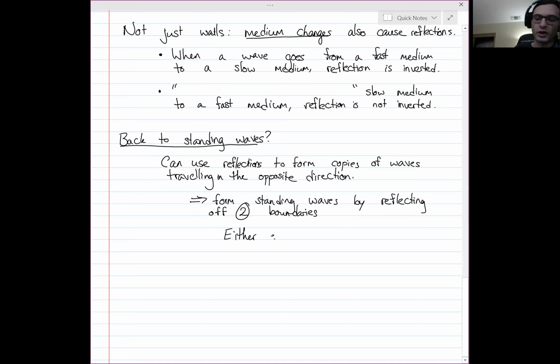Sorry, I was reading the chat and talking at the same time, which is not a recipe for good things. Either end can be free or fixed. It doesn't matter, you'll still get a standing wave. However, whether it's free or fixed, that determines your boundary conditions for your standing wave.